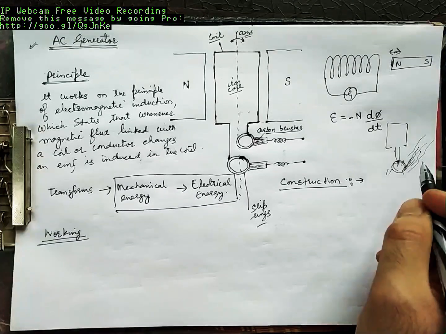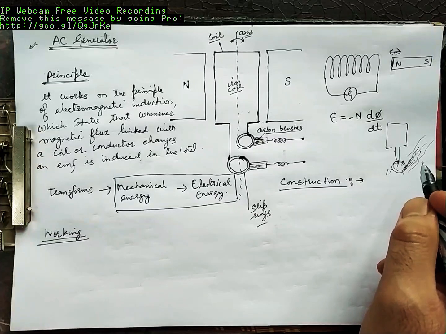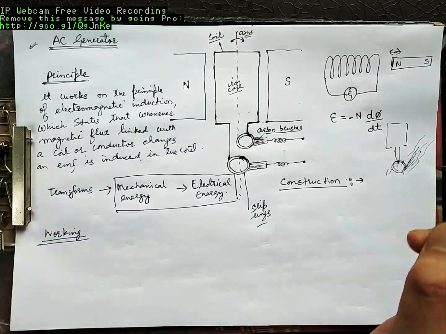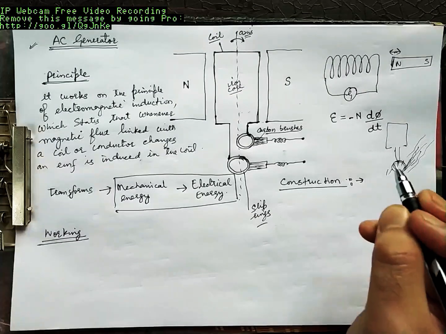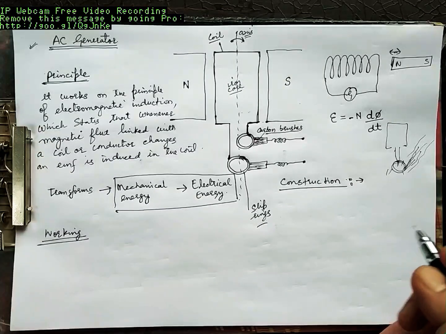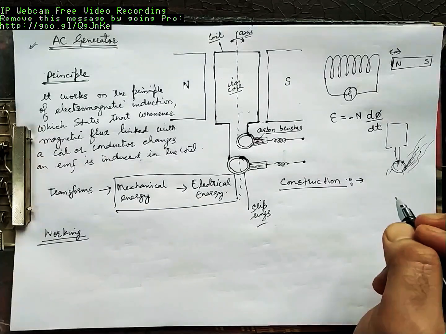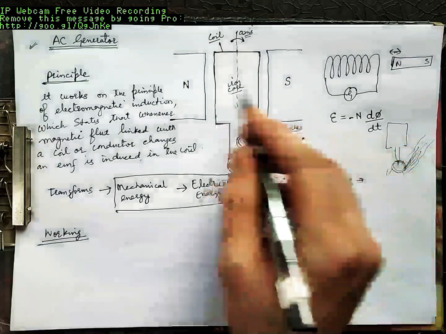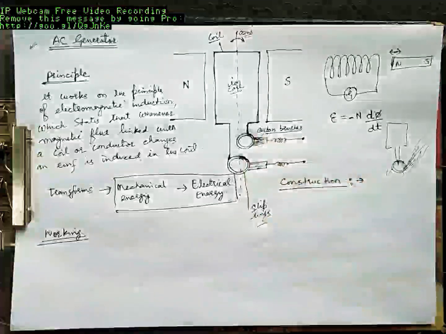Thus, this coil is being rotated using the energy from water. What you call hydropower plants. Or you can do one more thing. You can use coal or petroleum, heat water using those fossil fuels, convert that water into steam and use that steam to rotate this coil. Such power plants are known as thermal power plants.